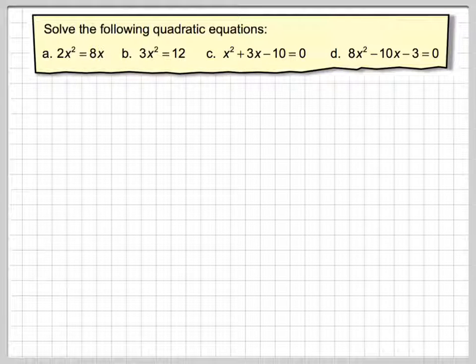Hi, this video is about solving quadratic equations by factorisation and the different types that you might have to face. So we've got: solve the following quadratic equations. A: 2x squared is equal to 8x.